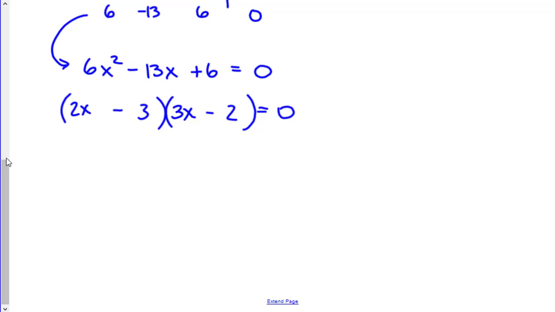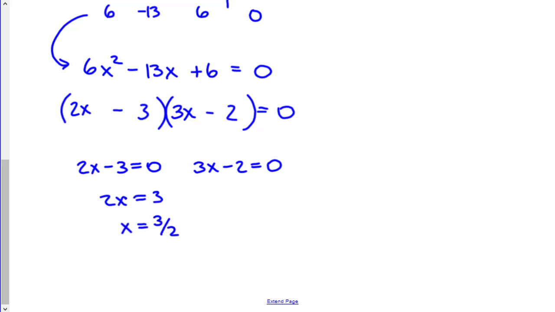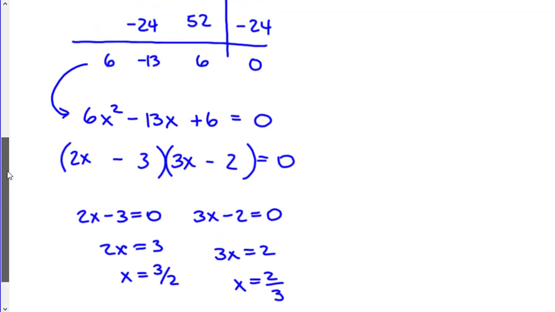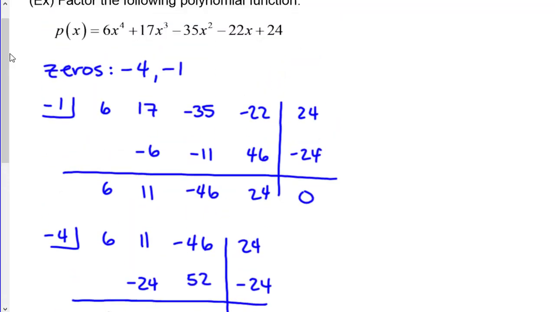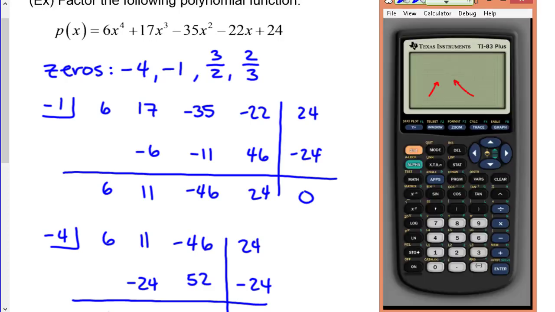So if I set each of these equal to 0, so 2x minus 3 equals 0, 3x minus 2 equals 0, so 2x equals 3, or x equals 3 halves, 3x equals 2, or x equals 2/3. So there are my remaining zeros. So -4, -1, 3/2, and 2/3. So in that situation, all of my zeros were rational values.